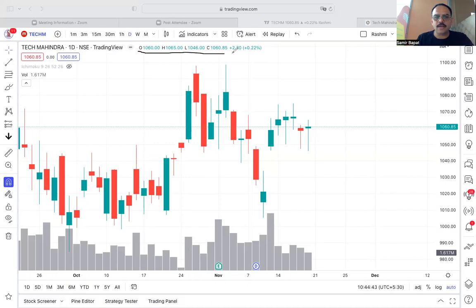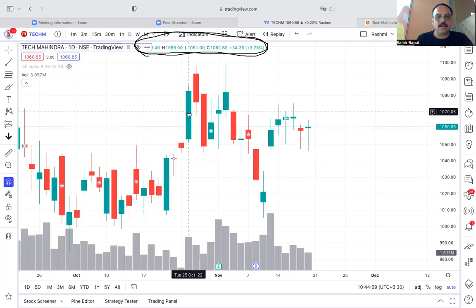I'm making a circle here, okay? So you have to look at the, here. I've made a dirty circle, a bad drawing, but it will help you. Okay, now I took my mouse. So everyone is able to see where I have circled the black circle, the open, high, low, close.